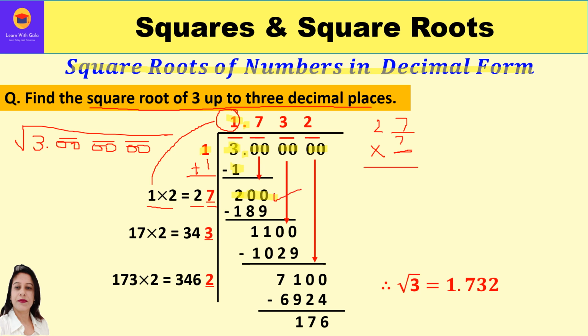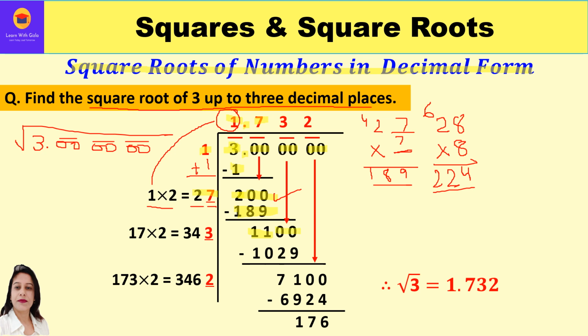So let me try with 7. 7 into 7 is 49. 7 into 2 is 14. 189 I am getting, which is less than 200, right? Suppose I try with 28. So 8 into 8 is 64. 8 into 2 is 16, plus 6 is 22, so 224, which is greater than 200. So we will say that our divisor is 27, our quotient digit is 7, and 27 into 7 is 189. Okay, now further 200 minus 189 is 11.